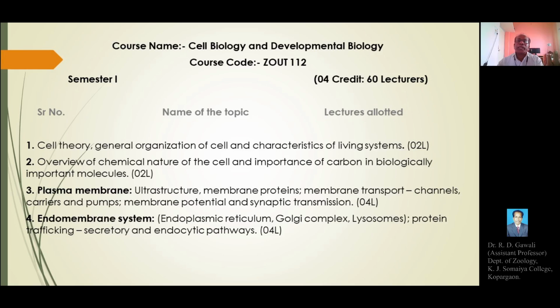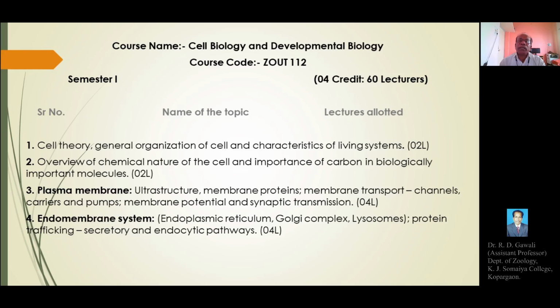the intracellular space or the fluid, or maybe into the bloodstream, and from where they are then carried to the different sites in the body so as to be used wherever they are required, or received in the body. So protein trafficking, that is secretory and endocytic pathways.